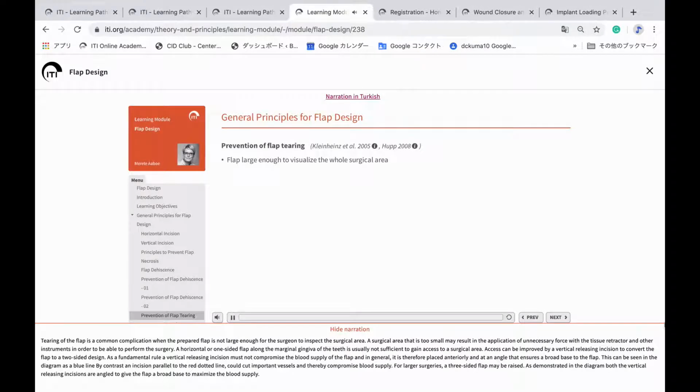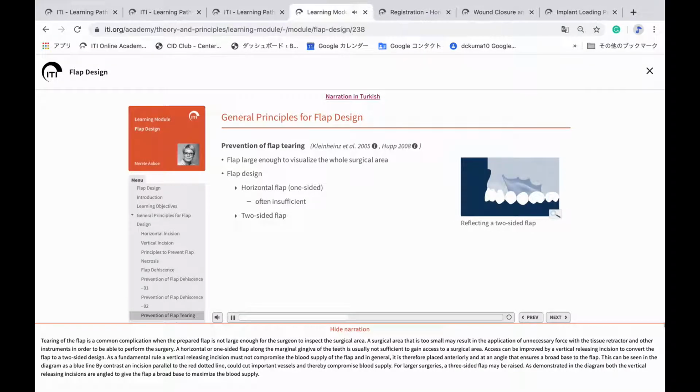Tearing of the flap is a common complication when the prepared flap is not large enough for the surgeon to inspect the surgical area. A surgical area that is too small may result in the application of unnecessary force with a tissue retractor and other instruments in order to be able to perform the surgery. A horizontal or one-sided flap along the marginal gingiva of the teeth is usually not sufficient to gain access to a surgical area. Access can be improved by a vertical releasing incision to convert the flap to a two-sided design.